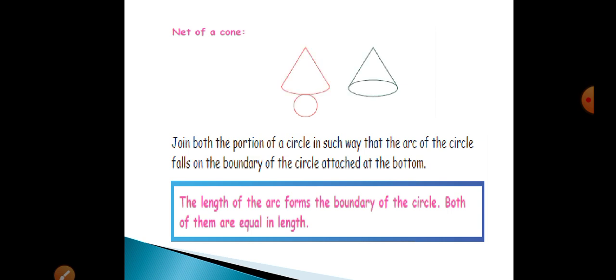The next shape, net of a cone. Join both the portions of a circle in such a way that the arc of the circle falls on the boundary of the circle attached to the bottom. The length of the arc forms the boundary of the circle. Both of them are equal in length.